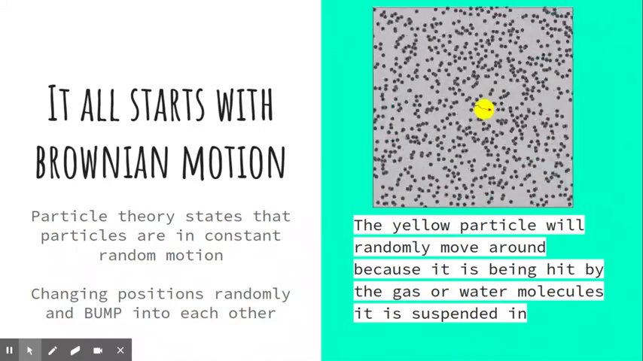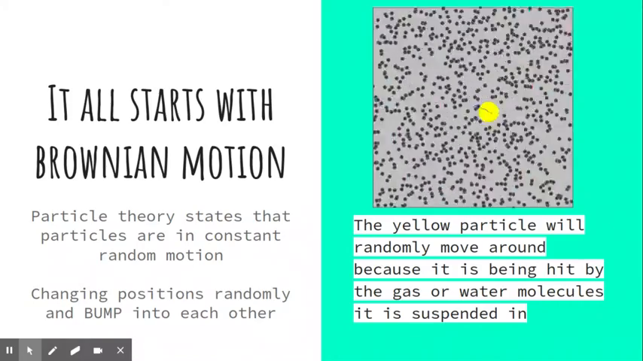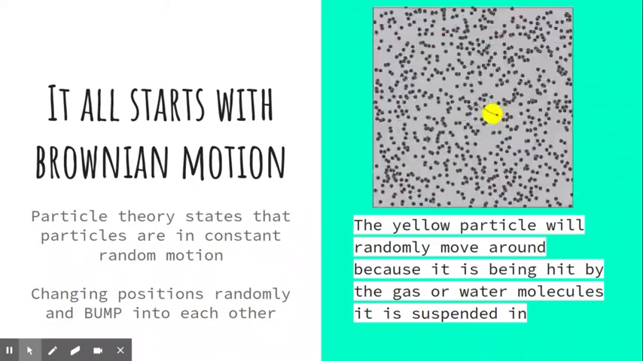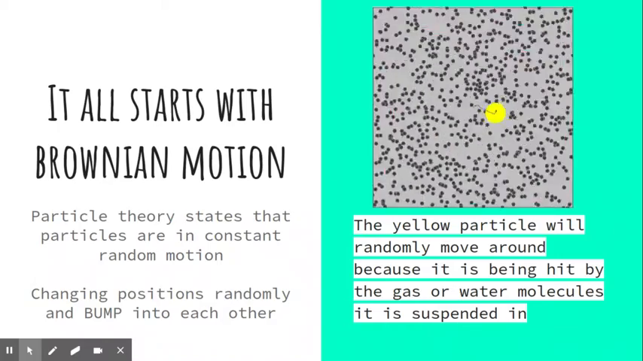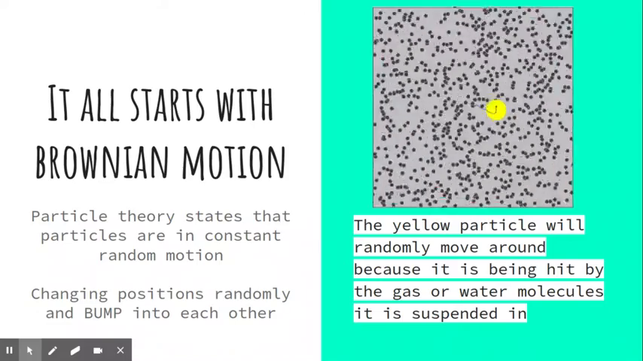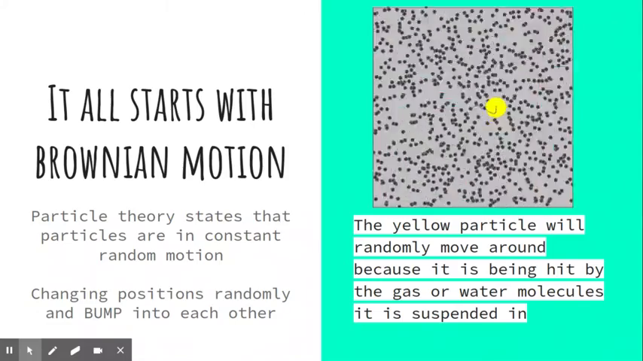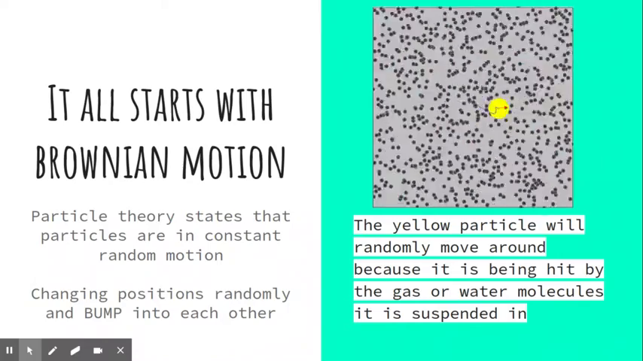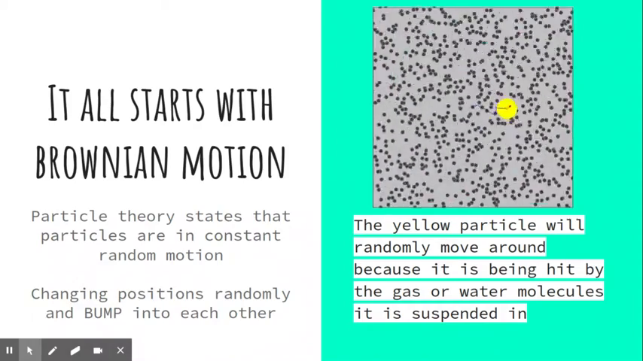We know that in solids, the movement is very small because they're compacted together. We know that in air, its movements are everywhere. So we know that they're always in motion. But what we also know is that they're constantly bumping into each other or bumping into the things around them. And what this does is it causes them to change position. So if you're looking at the picture here, the yellow particle is randomly moving around because it's being bumped by the water or the gas particles that are surrounding it. And as it's doing it, it's being pushed and shoved in different directions.